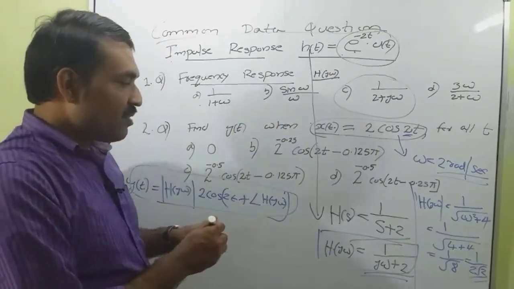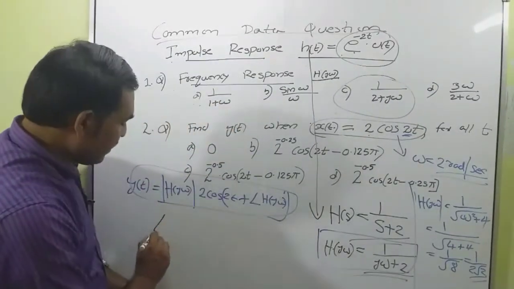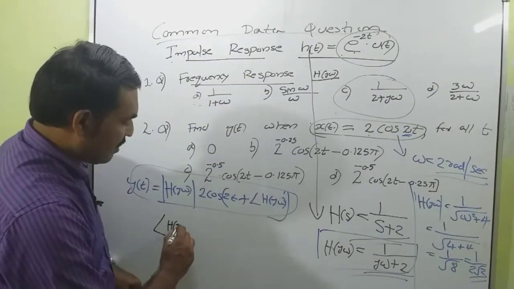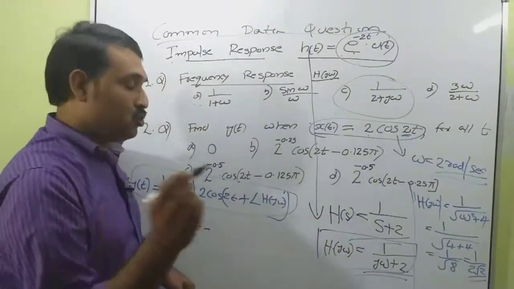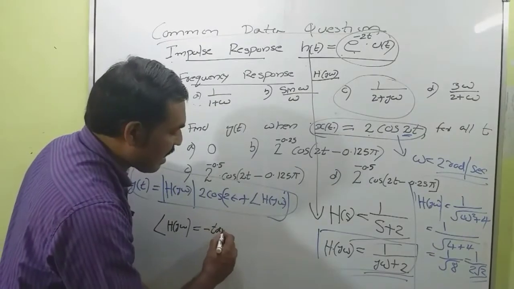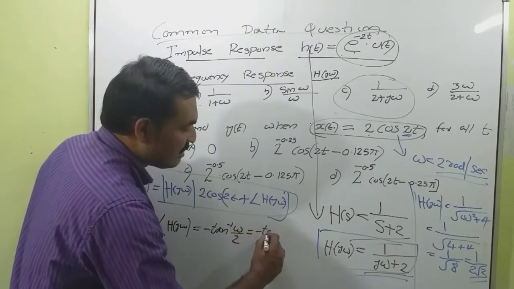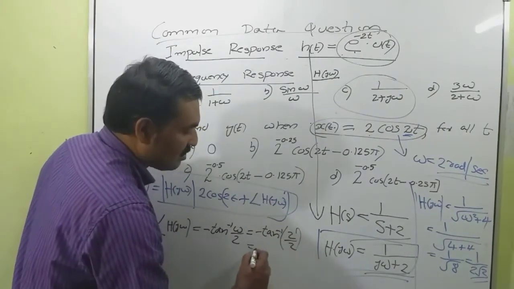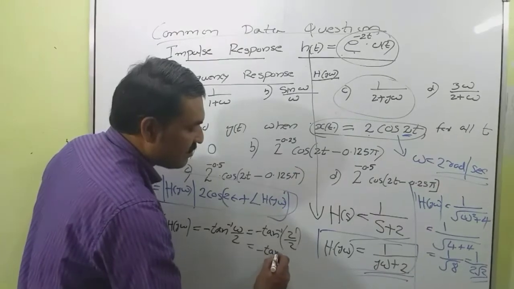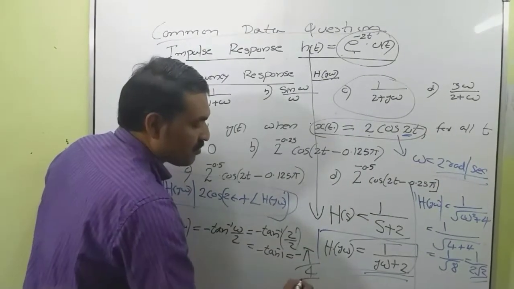Now angle of h of j omega, that is equal to minus tan inverse omega by 2. That is equal to minus tan inverse of 2 by 2. That is equal to minus tan inverse 1. That is equal to minus pi by 4.